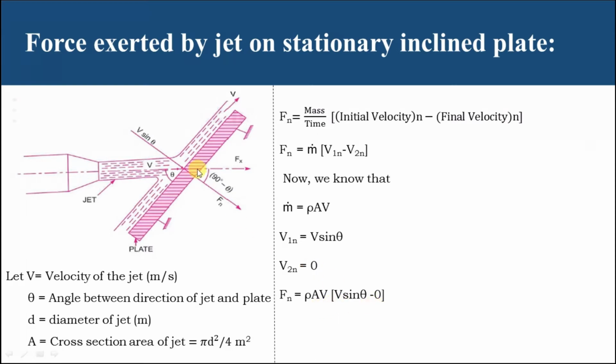Initial velocity in normal direction, and see after striking, this jet will flow in other direction. So the jet flow is not taking place in n direction. So final velocity will be 0, so it will be rho av into v sin theta minus 0, so it will become rho a v square sin theta. So the force which is exerted in the normal direction by the jet of water on the plate is rho a v square sin theta.